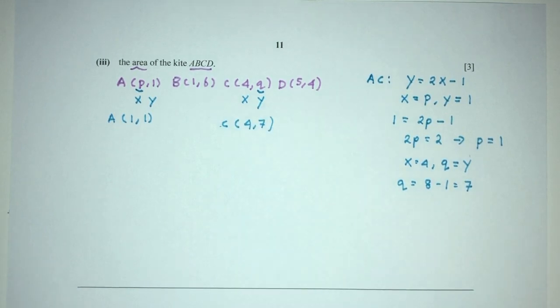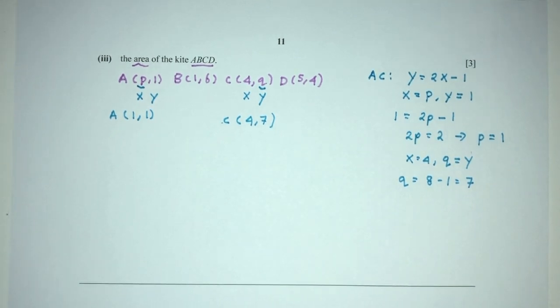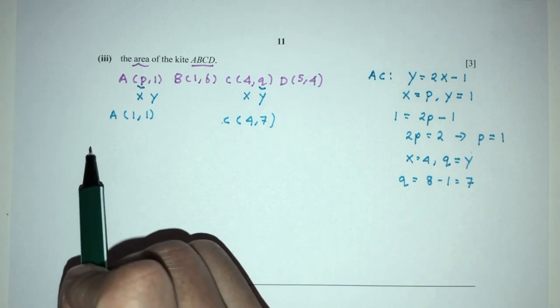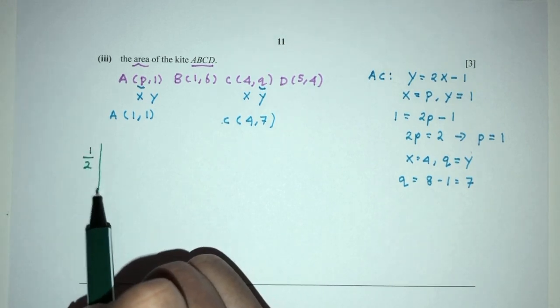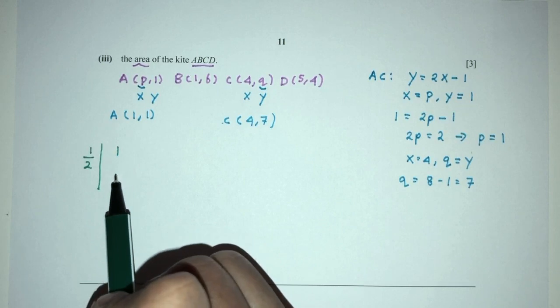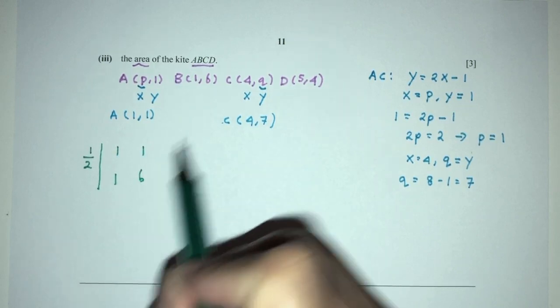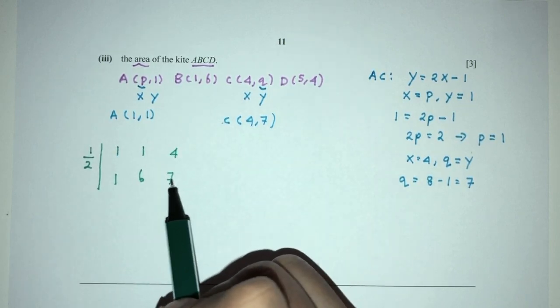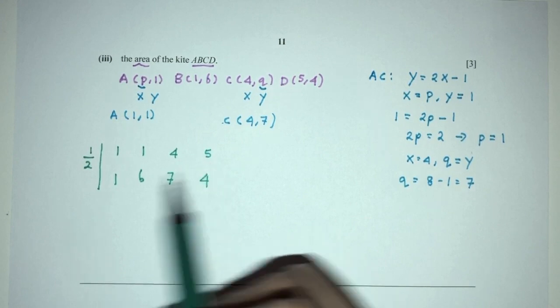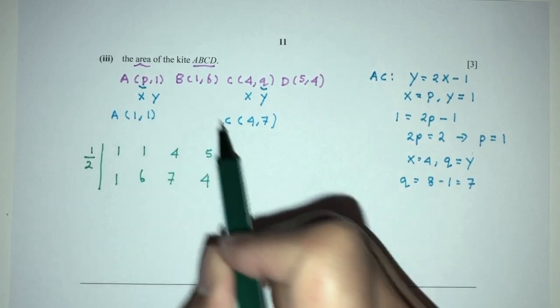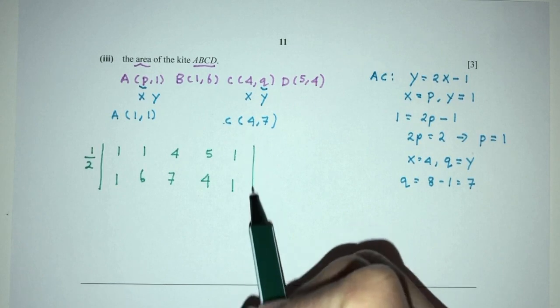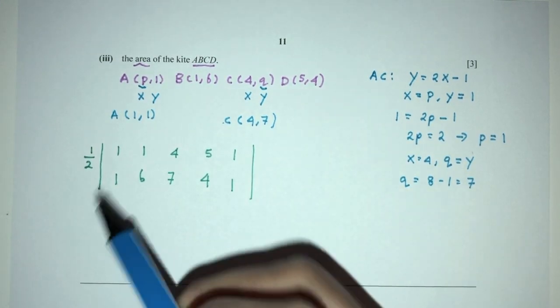Now, since you have all the points, we can easily find the area. We have many ways of doing so, but one of the easiest ways I find is using the array formula method, which is equal to half modulus of the first point (1, 1), (1, 6), (4, 7), and then (5, 4). Now, when you begin with a point, you have to end with the same point. Okay? Now, we first multiply in this direction.